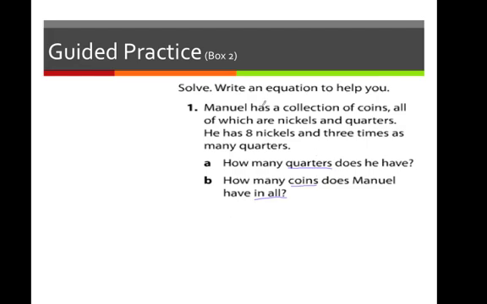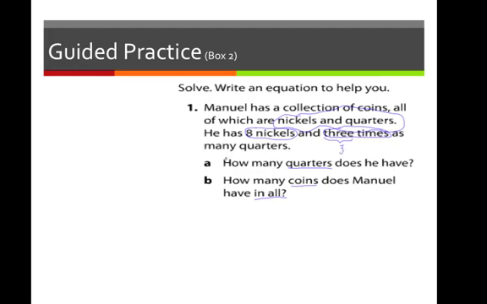So now I'm going to go up to the word problem and I'm going to look for information to circle. Manuel has a collection of coins, all of which are nickels and quarters. So that's good to know. So I'm going to circle that. All of the coins are nickels and quarters. Also, he has 8 nickels. That's important. 8 nickels. And 3 times as many are quarters. So those 2 pieces of information are important. I'm just going to write the number 3 here. Okay, 3 times as many.